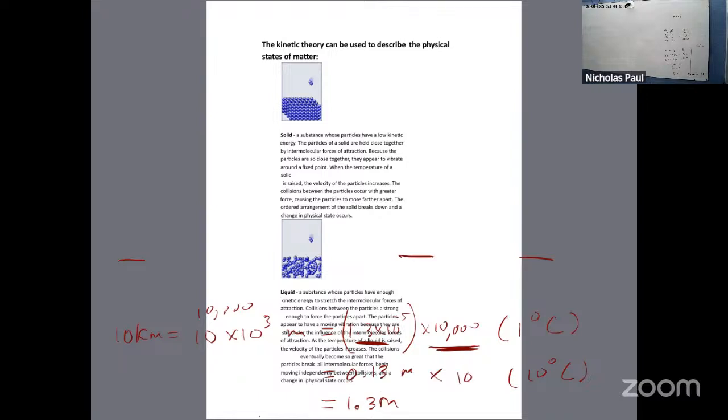Let us take a look at the kinetic theory simulation. I just want the simulation. Right, I think this one is worth it. I like this one.